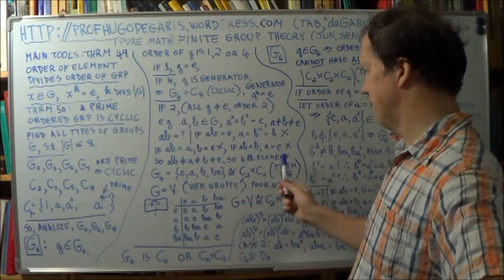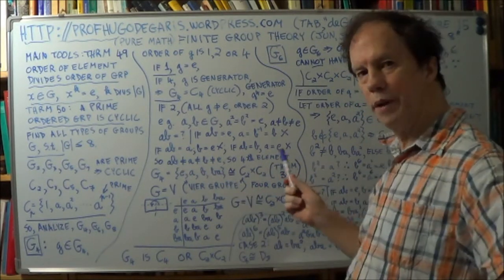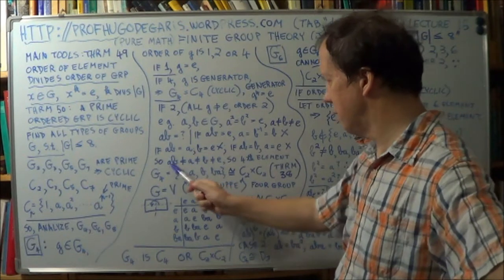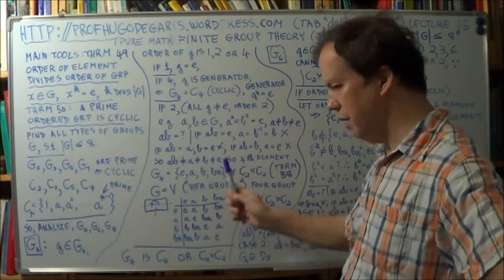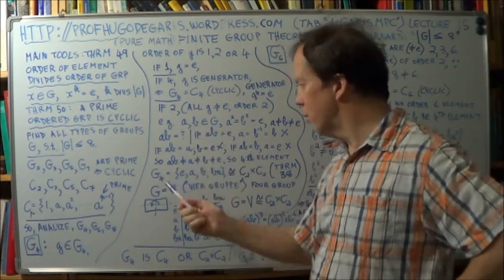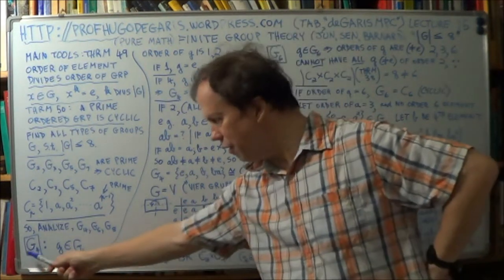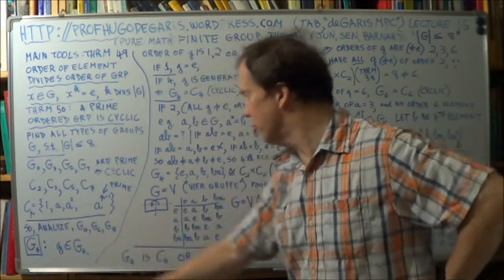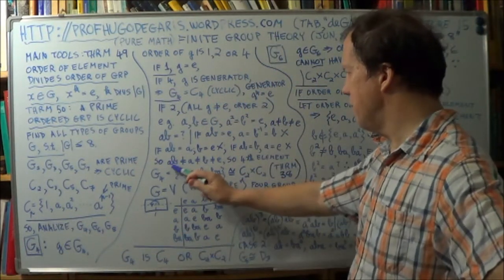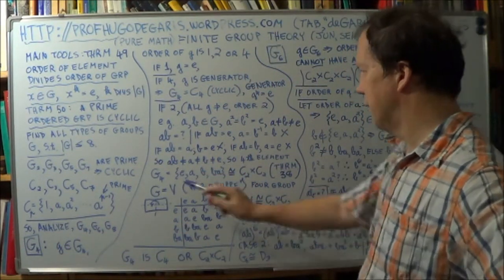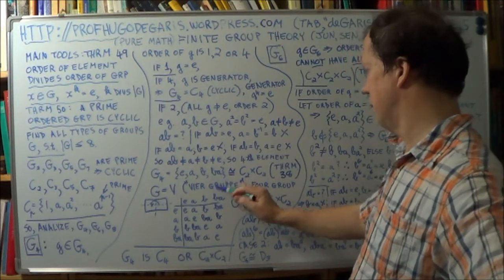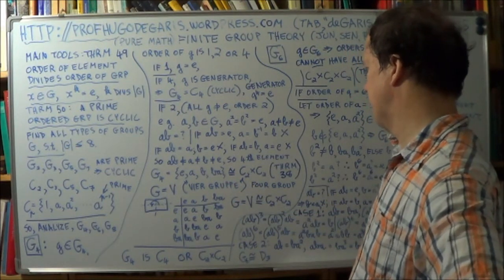So there must be some fourth element, right? So this is not equal to these three. There are only four elements. So whatever this is, it has to be that fourth element, right? Because there are only four elements in this group. All right. So AB must be this fourth element. So you can add it in.